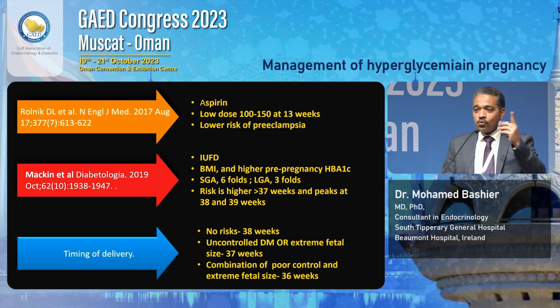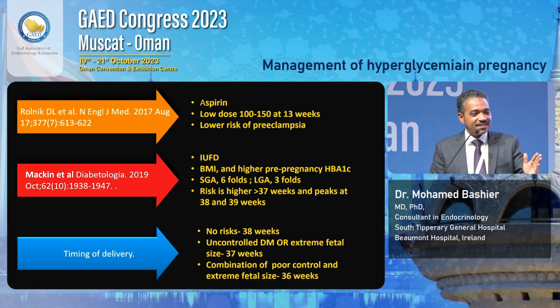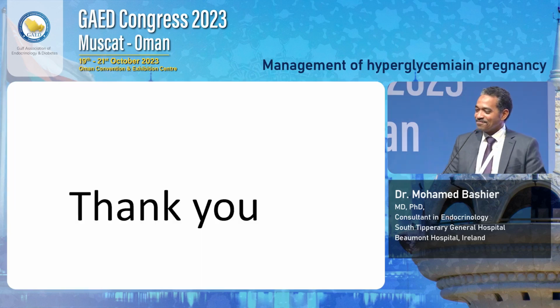If there is any one risk factor of the two, HbA1c high, or baby is small or large, we can deliver at 37 weeks. But if there's a combination of the two, sometimes we might go with 36 weeks gestation and early delivery just to avoid IUFD. And this is my last slide, and I'm just on time. Thank you.